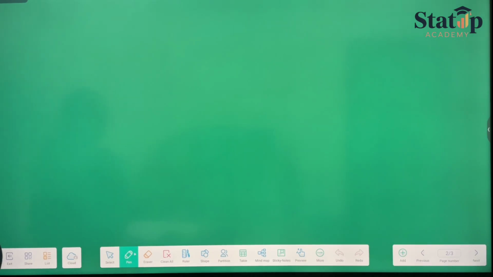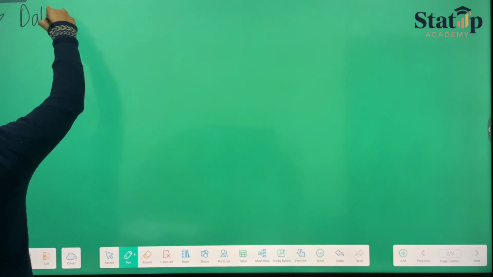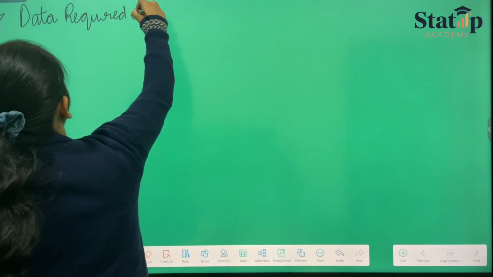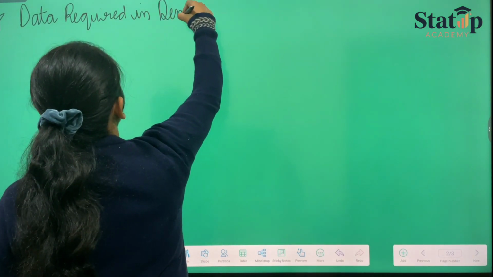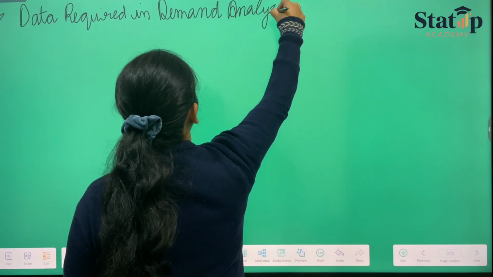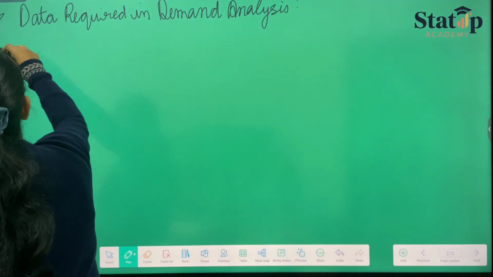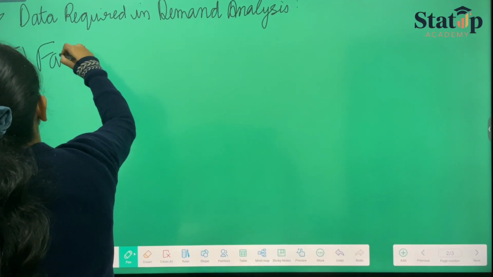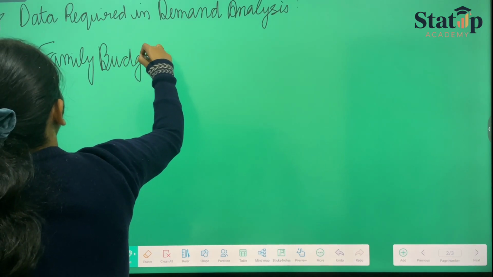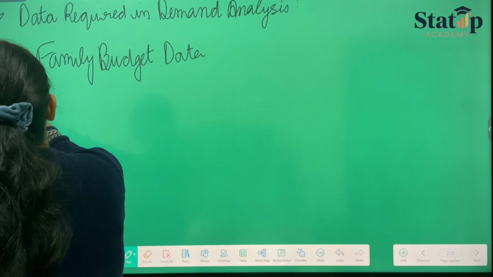There are two types of data required in demand analysis. First one is our family budget data, and second one is our time series data.